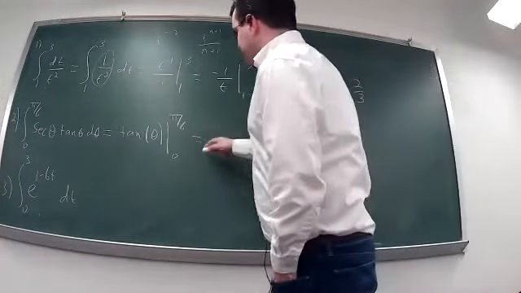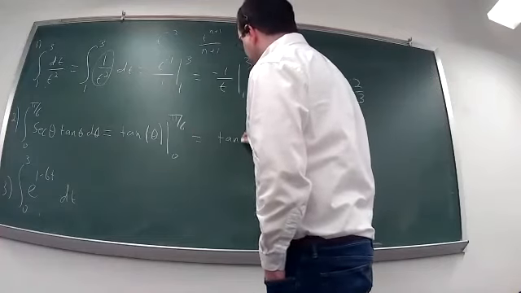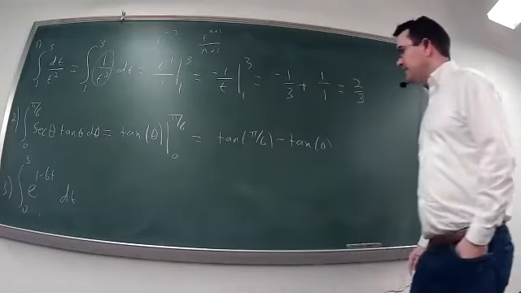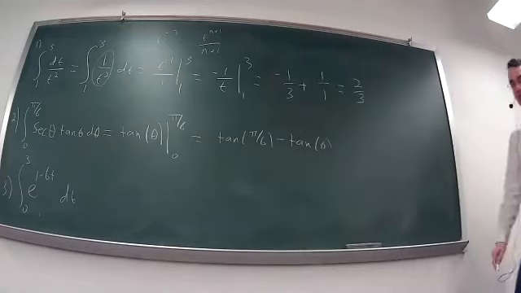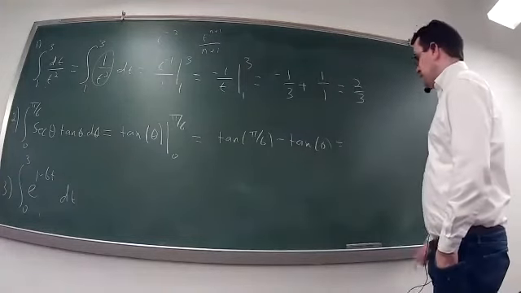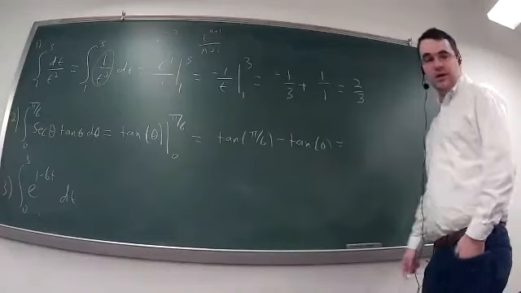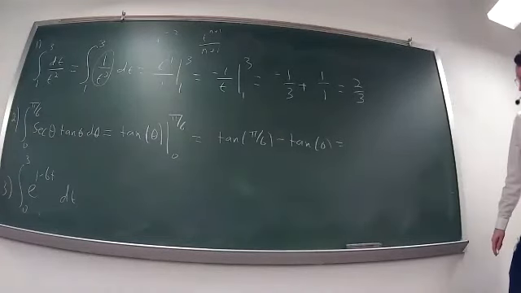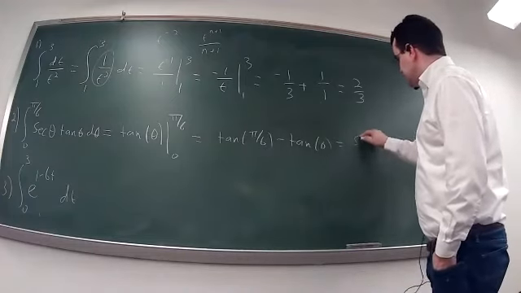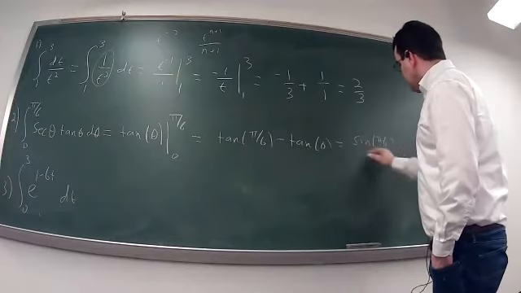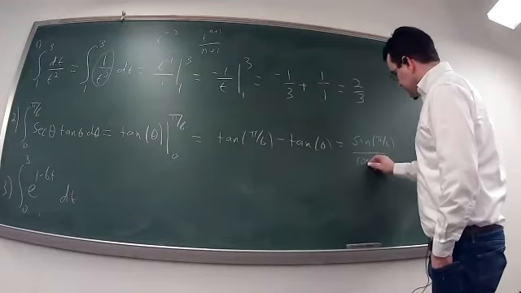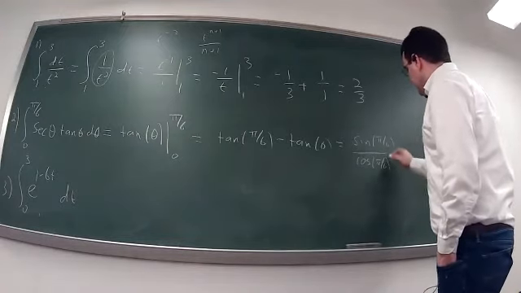And so that's going to be tangent of pi over 6 minus tangent of 0. Tangent is sine over cosine, so tangent 0 is equal to 0. If you want to close this out, what's the exact answer going to be? You can plug it into your calculator for an approximation. Exactly what it is: sine pi over 6 divided by cosine pi over 6.